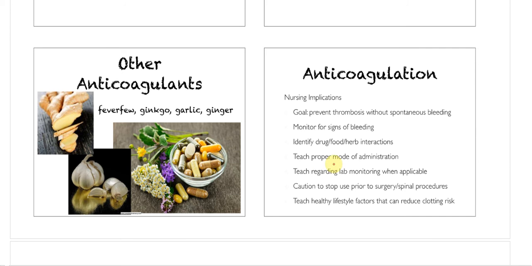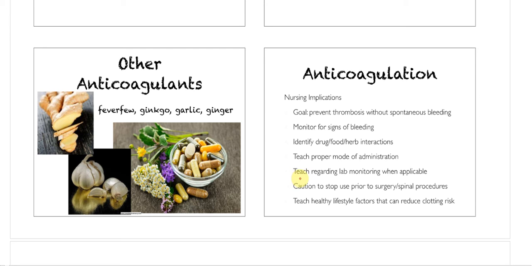We always want to teach proper mode of administration. For example, that comes in specifically important with heparin Lovenox because we're giving that subcutaneously. So we want to make sure that those patients know how to give a subcutaneous injection, how to rotate sites appropriately, and how to monitor for risks associated with giving a subcutaneous injection.